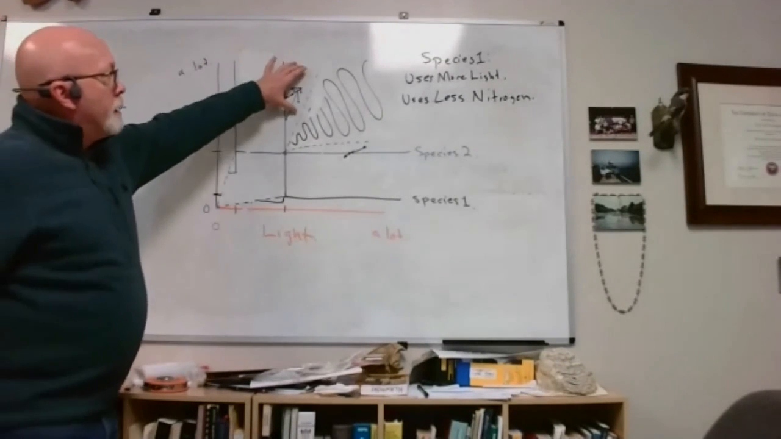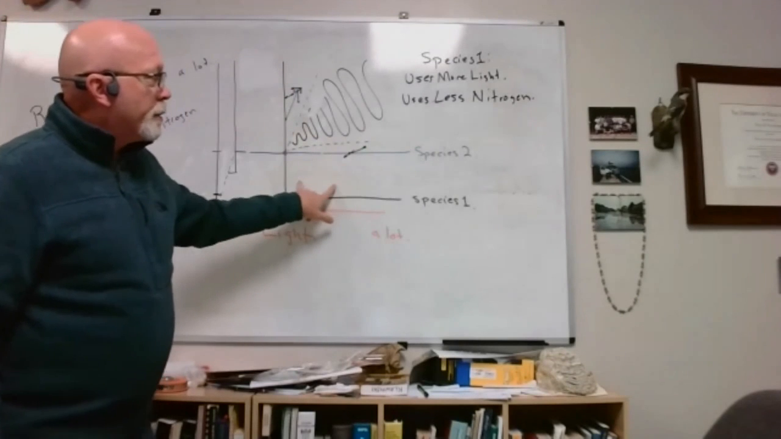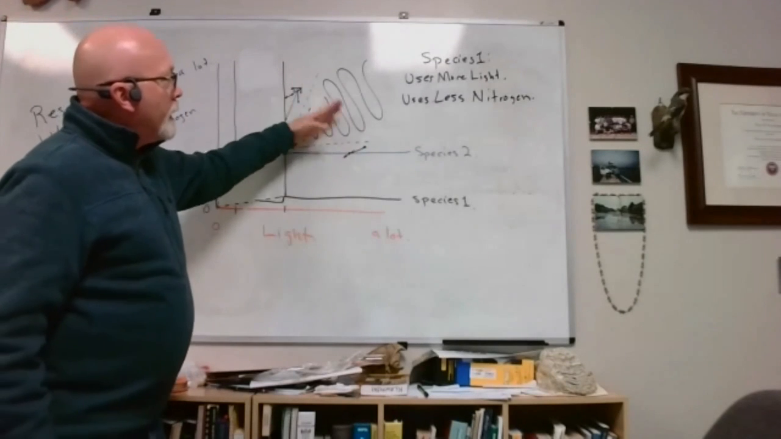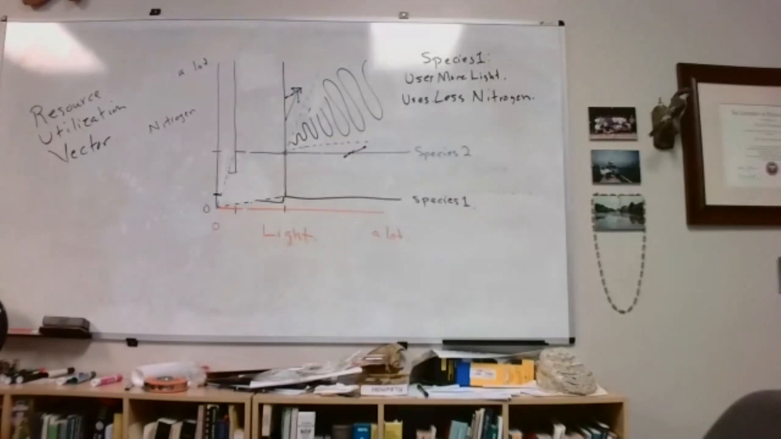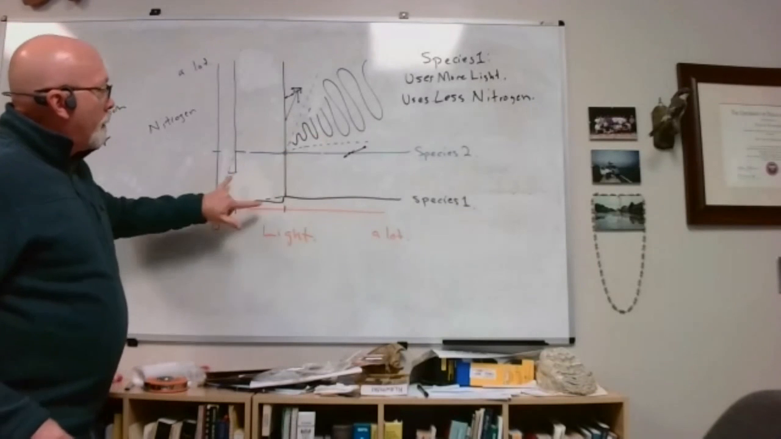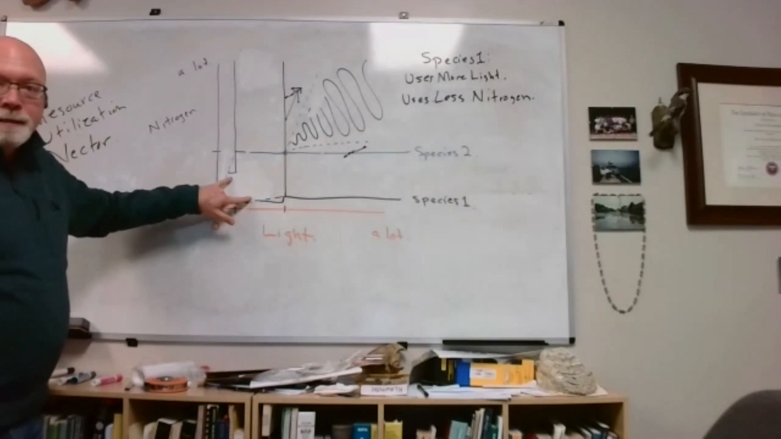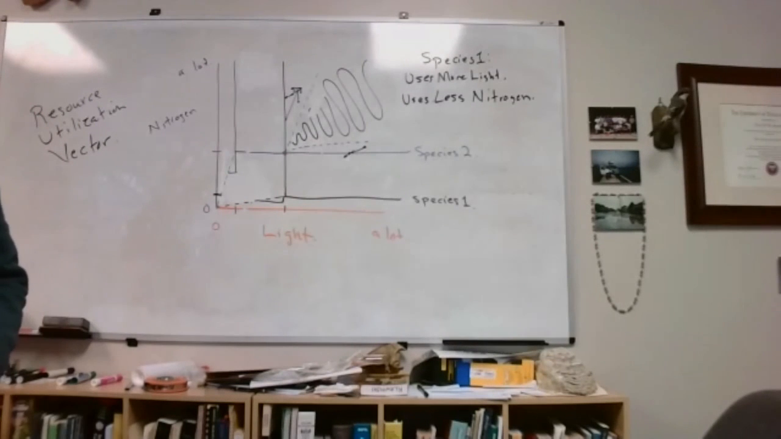So if you start in this area, species 2 prevails. If you start in this area, species 1 will prevail. If you start anywhere here in the middle, the two species will end up at stable coexistence. And you can determine what that range is by looking at the resource utilization vectors of the two species.